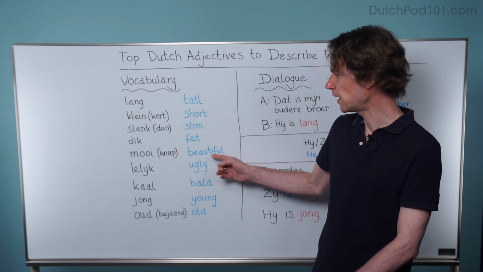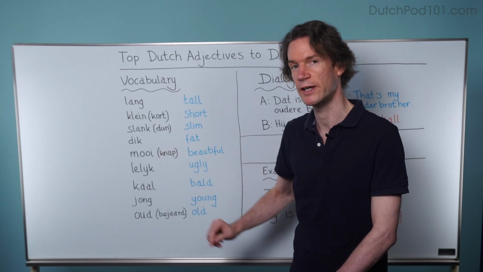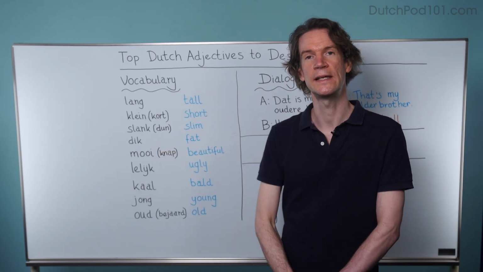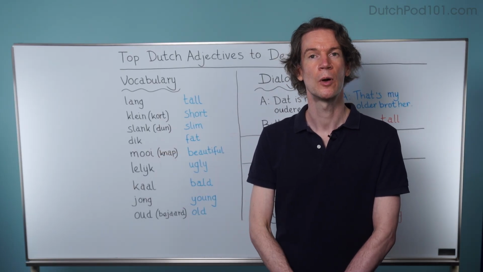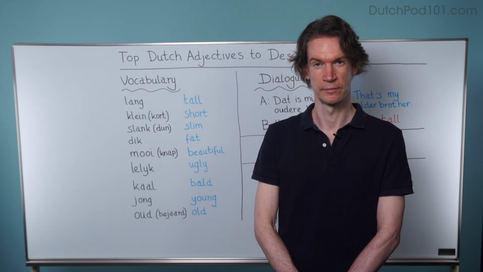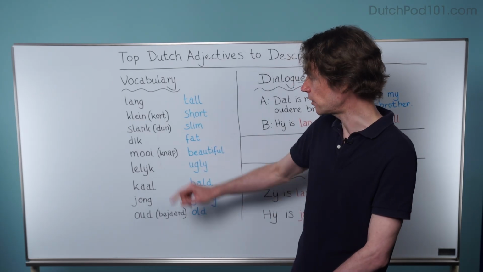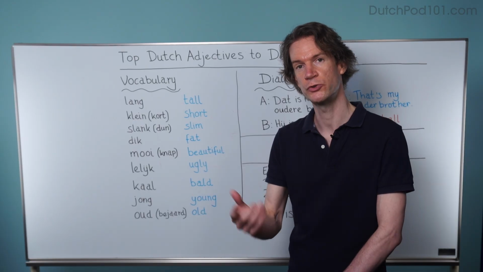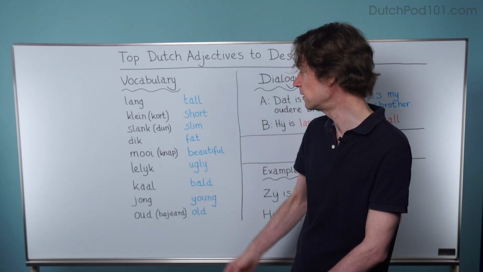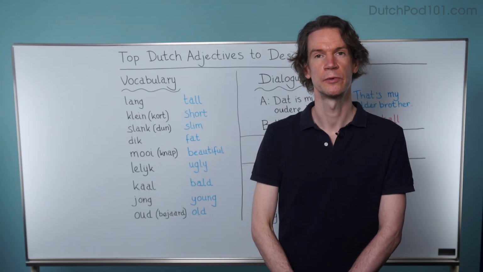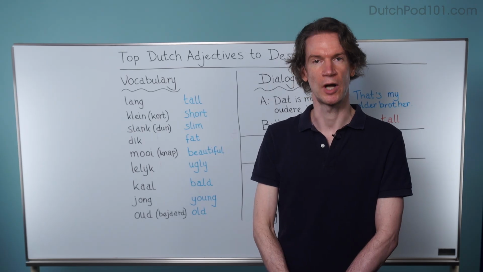Beautiful, in Dutch, again, two variations. Very commonly, mooi. Mooi. Or, the other word, knap. This is usually used in reference to men. Knap.